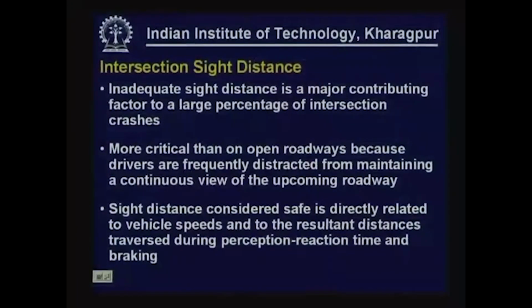First of all, intersection sight distance, why it is important. Basically, inadequate sight distance is a major contributing factor to a large percentage of intersection crashes. Directly it affects safety. So, therefore, adequate intersection sight distance should be provided for smooth, efficient and safe operation of traffic at intersections.